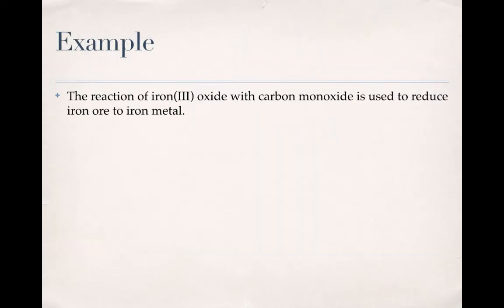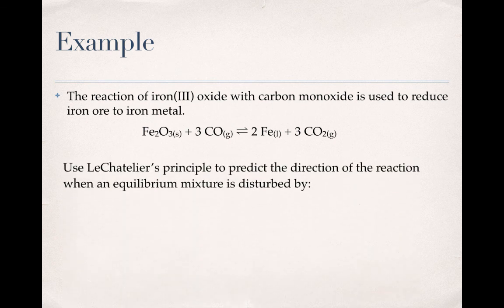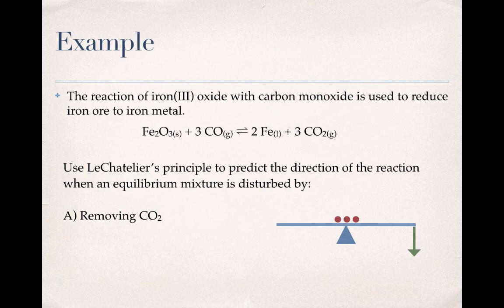Let's take a look at another example here. The reaction of iron(III) oxide with carbon monoxide is used to reduce iron ore to iron metal. So this is one of the ways that we get iron metal from our metal plants. So we've got iron(III) oxide reacting with 3 carbon monoxide gas, and we get iron liquid and CO2 gas. So what we want to do is use Le Chatelier's principle to predict the direction of the reaction following these disturbances. So let's say that we remove carbon dioxide.